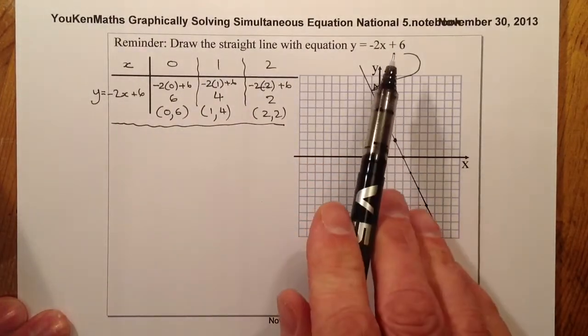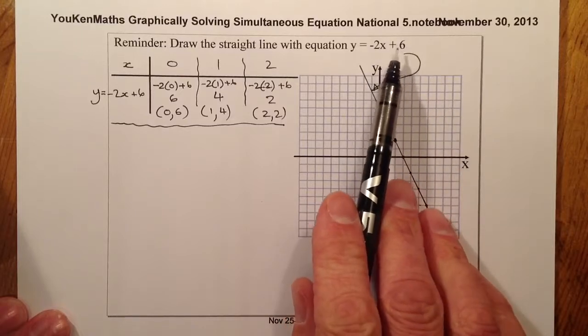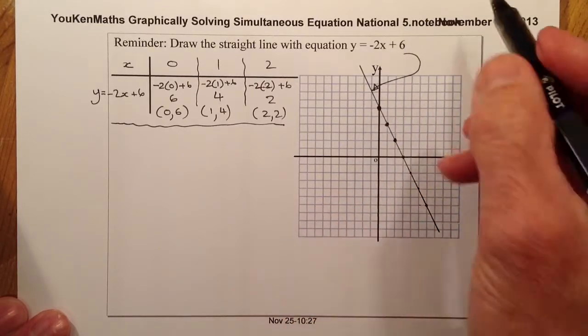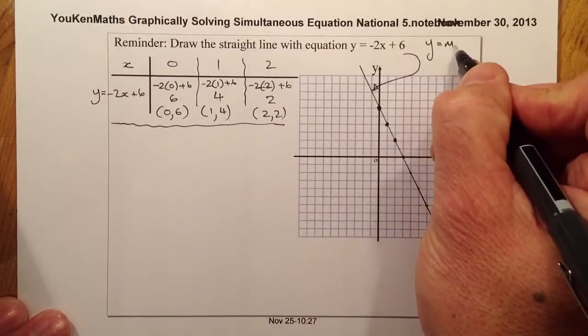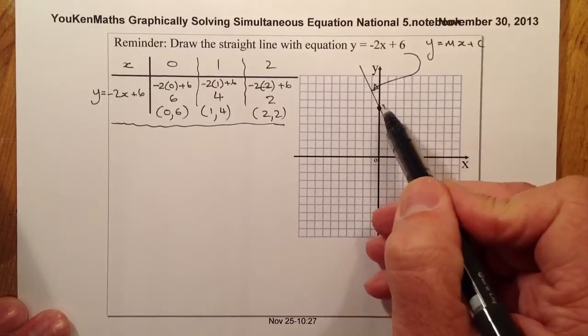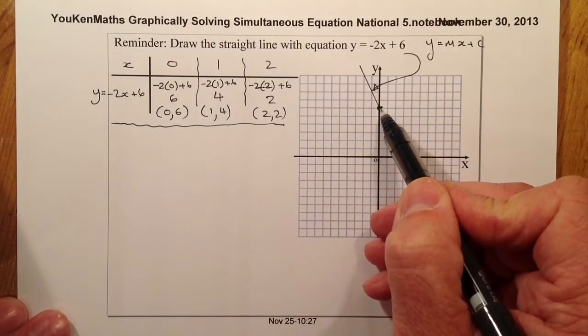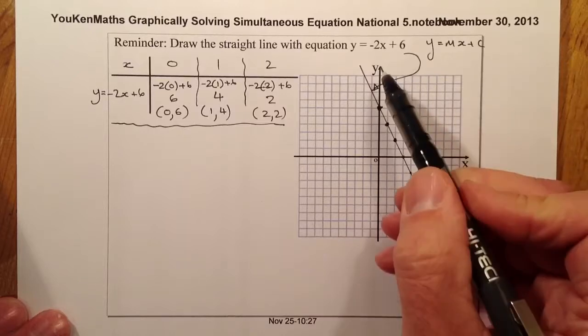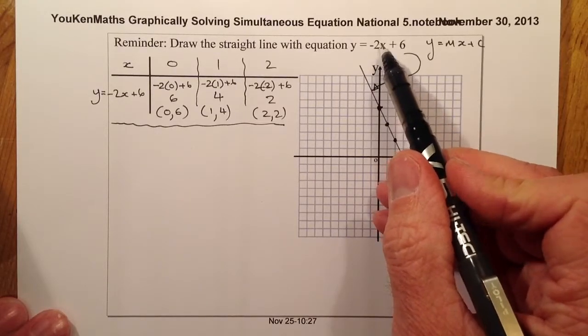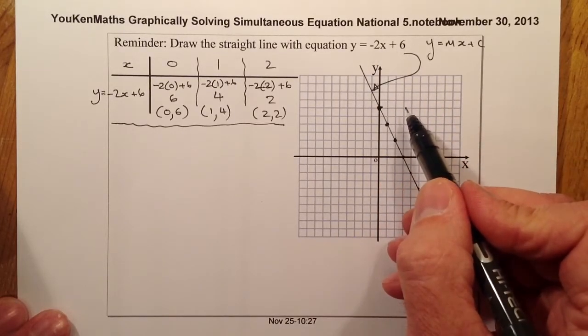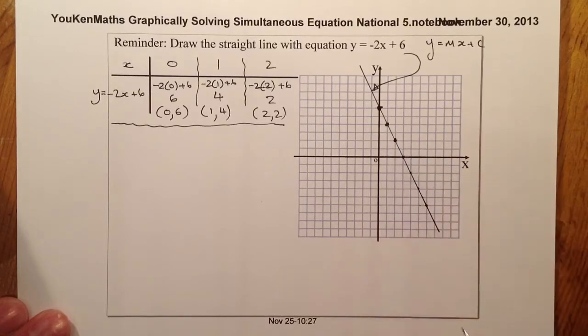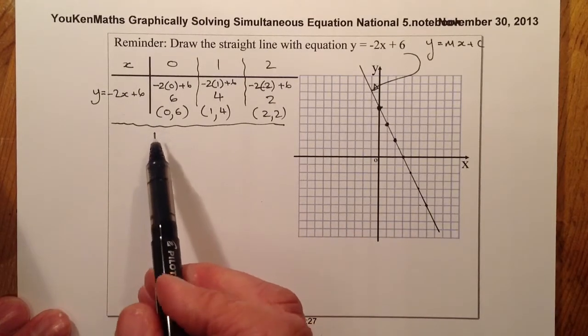Some people can just look at the equation. They know that the plus 6 is the c from y is equal to mx plus c. And they know that the y-intercept is going to be 6, so they could plot that. And they would know that the gradient's minus 2. That's for every 1 I go along that way, I go down 2. And that's what that looks like there. Okay, so you could do it straight from that. What I'm going to do is use a different method.